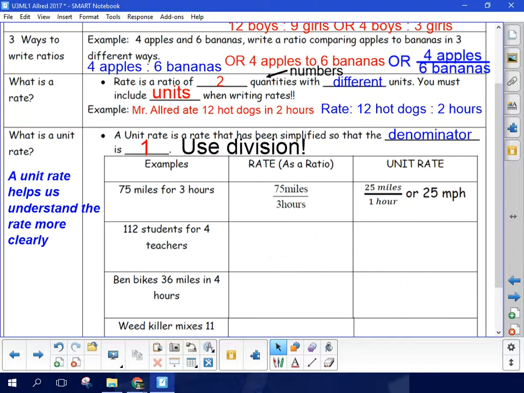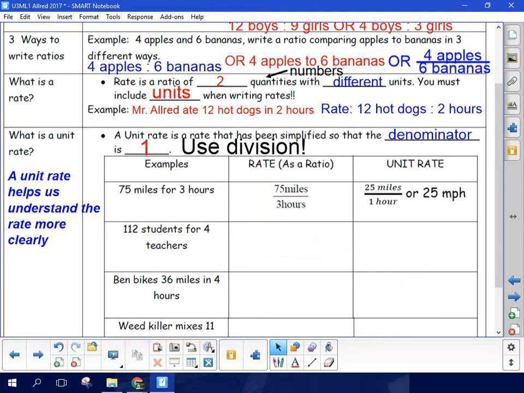For example, if I had biked 75 miles in 3 hours, I could write it as a rate and call it 75 miles over 3 hours. But if I wanted to be really specific and tell people just how fast I was going, I would need to divide 75 by 3 and get 25 miles per hour, per 1 hour.